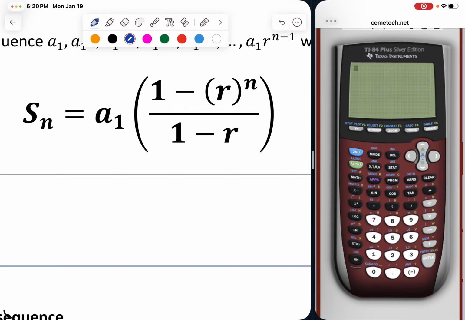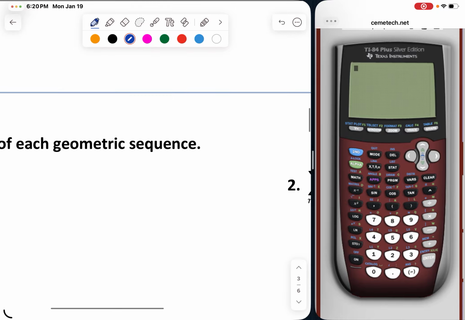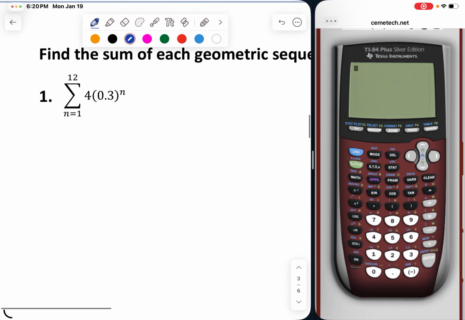The sum of the first n terms, however many terms it is: you take the first term in that series, and then you multiply it by 1 minus r, which is your ratio, to the nth power. So if it's times 3, then it would be 3 to the nth power, divided by 1 minus that ratio. Notice I have this r in parentheses here because it could be a negative number, right? Or it could be a fraction, and we want to make sure we have that ratio in parentheses. Okay, so here is our first example.